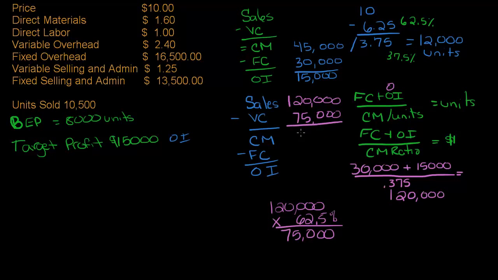If I subtract these two numbers, I get 45,000. And again, I could have used my ratio here. I could have said 37.5% times 120,000 is 45,000. Subtract my fixed cost, and I get 15,000. Always make sure, take the extra minute or so and make sure that your income statement actually works. It's a great way to double check to make sure that you did your math correctly and you didn't make an error.